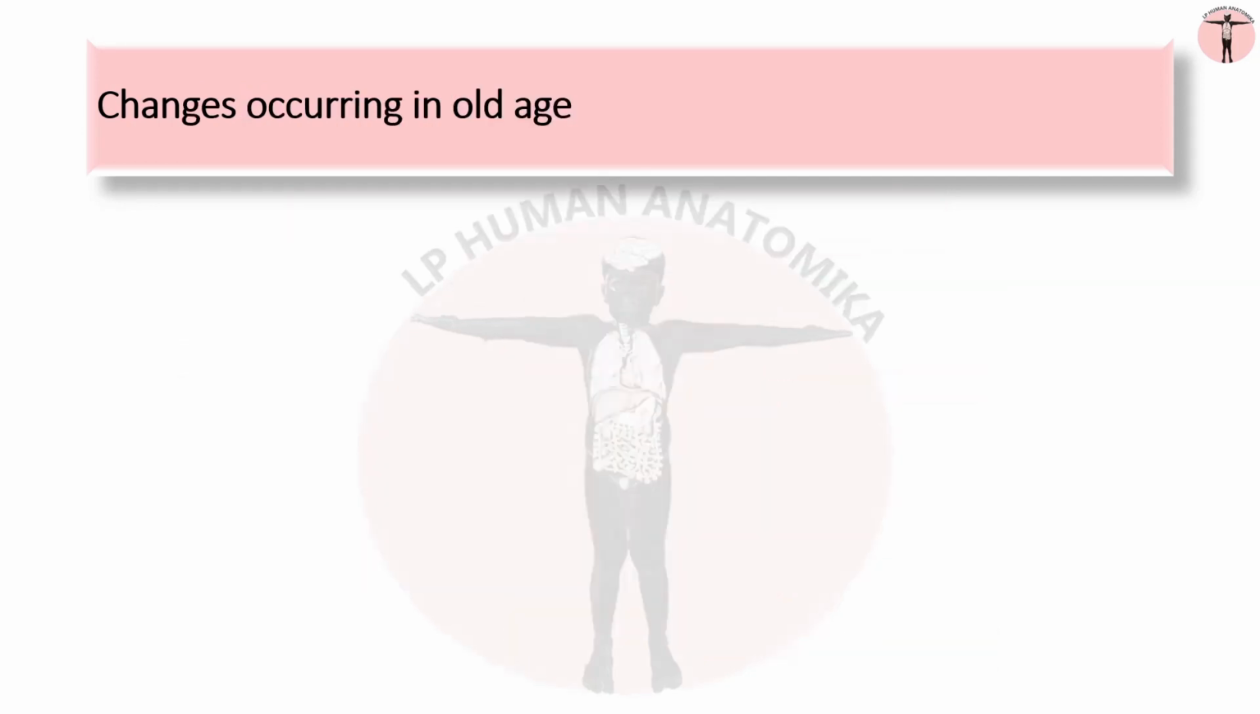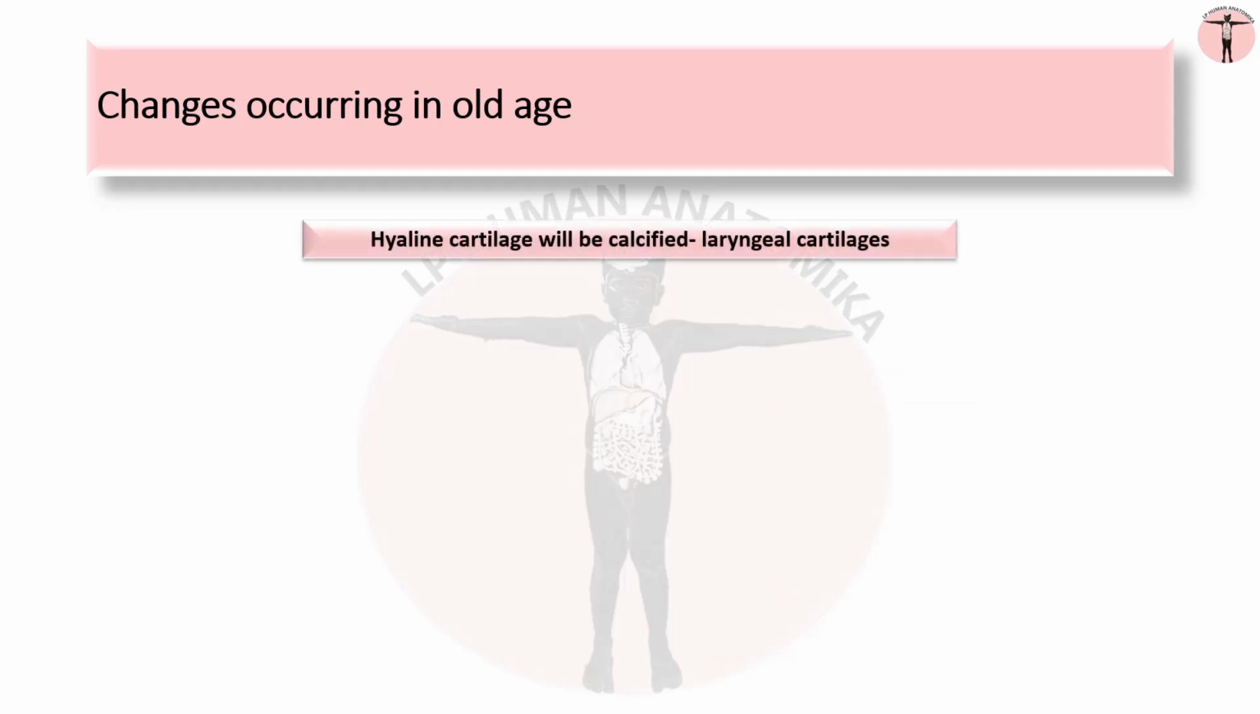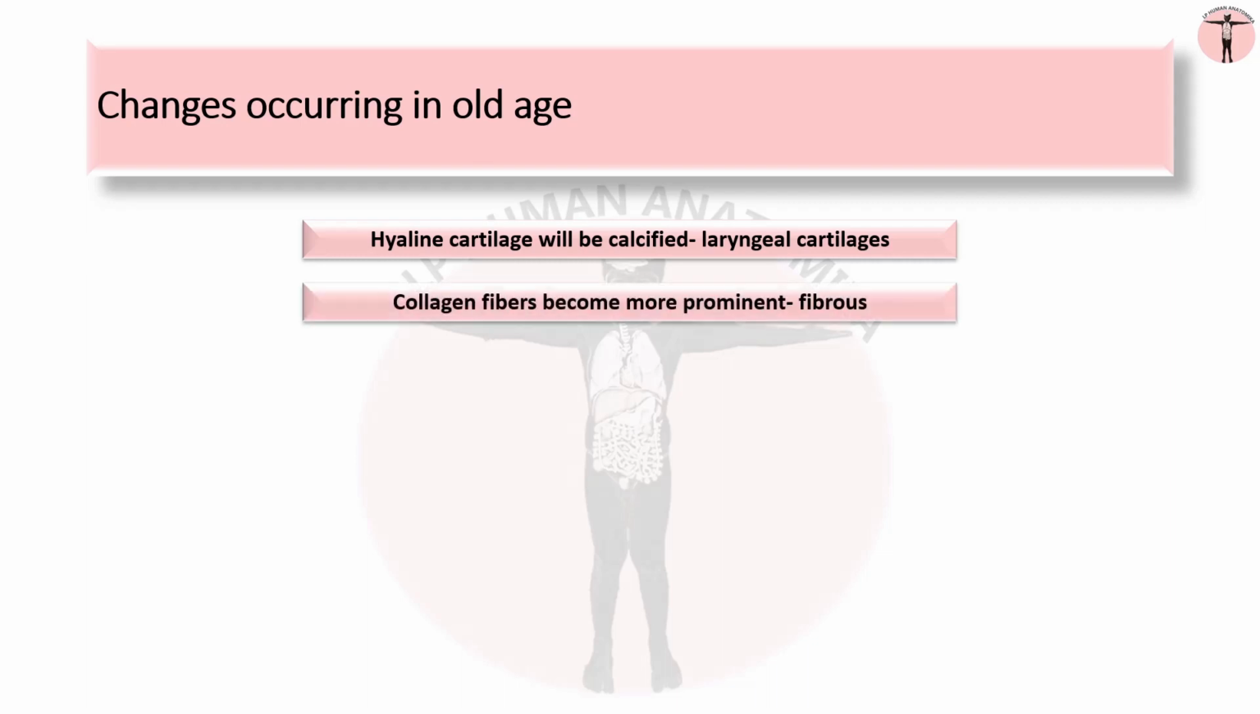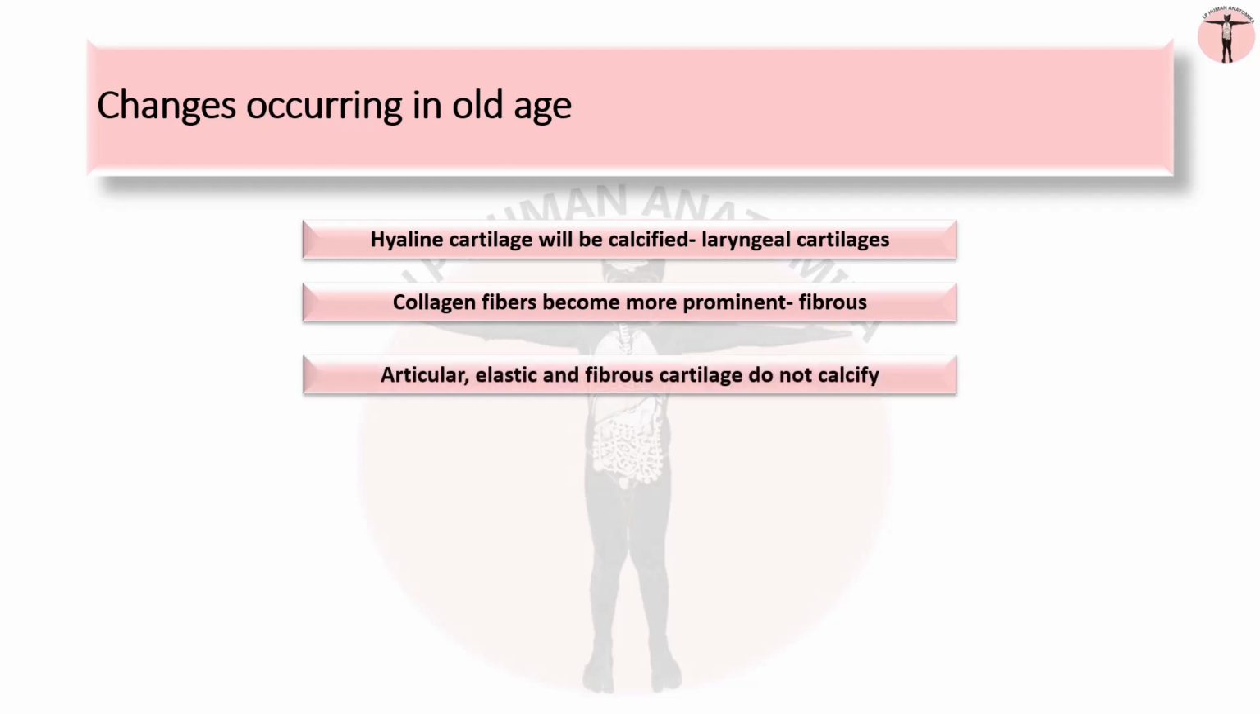In old age, the hyaline cartilage will be calcified. Usually, large laryngeal cartilages are affected. Collagen fibers in the hyaline cartilage become prominent with age and may become fibrous cartilage. Articular cartilage, which is hyaline, and elastic and fibrous cartilage do not undergo calcification.